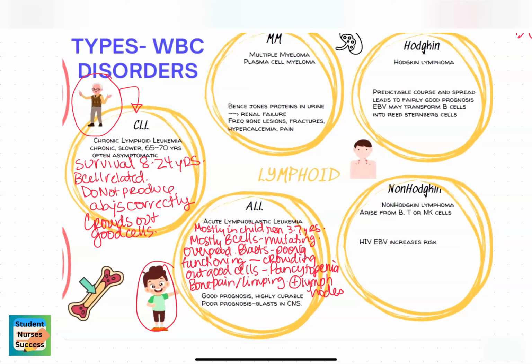Now, the good news about ALL is that it has a pretty good prognosis and is highly curable. If by chance the patient has blasts that are found in their central nervous system, however, then that's going to reduce the prognosis and make it a lot harder to treat. Once those blast cells get into the central nervous system, we're going to have a harder time managing this.